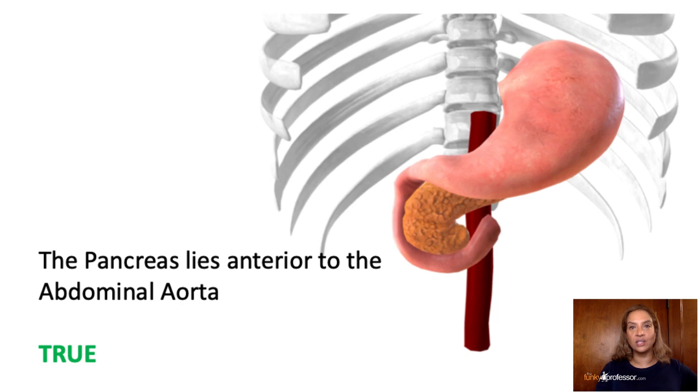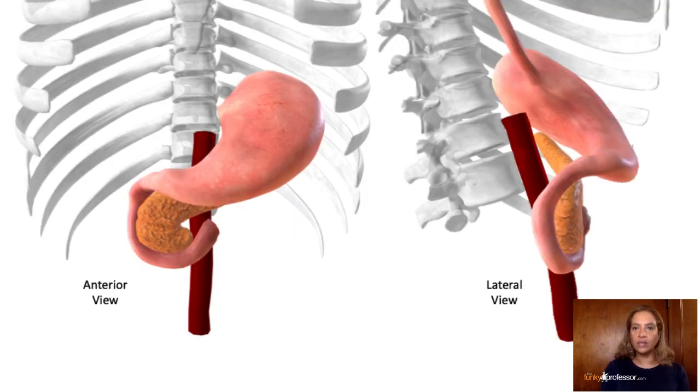Here is an anterior view showing the stomach and the duodenum, and you can see the pancreas nestled into the curvature there of the duodenum. Now, if we look at a lateral view, it's much clearer here that you can see that the abdominal aorta lies just in front of the vertebral column, and in front of that is the pancreas.